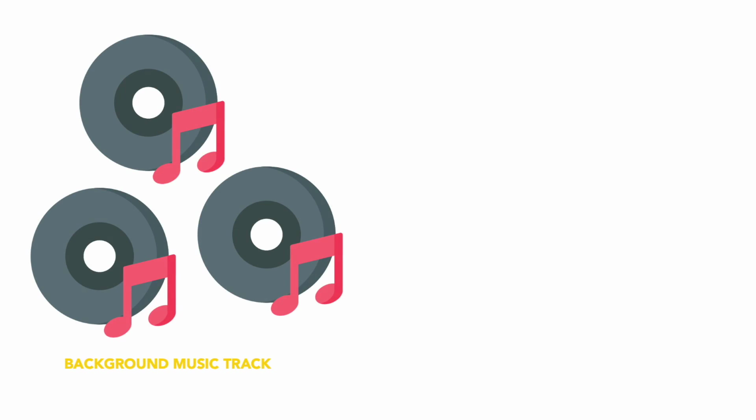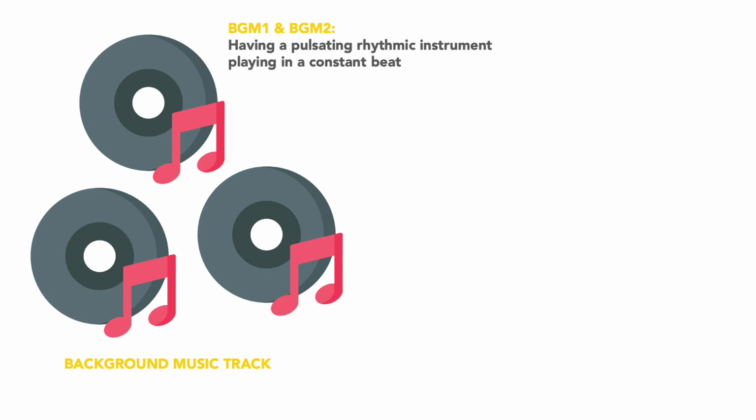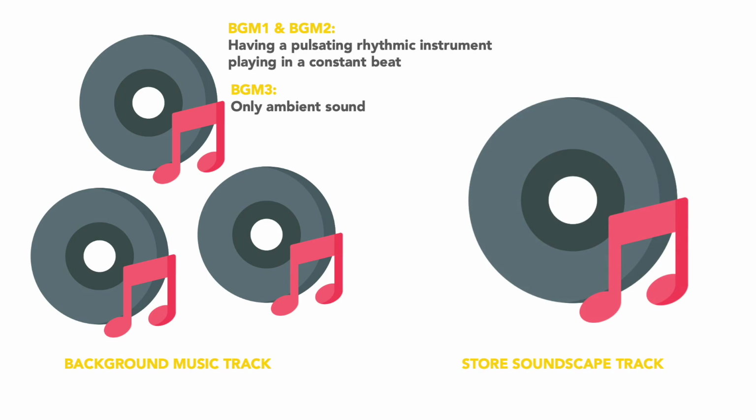Eight participants watch a short first point-of-view video of a clothing store interior, where the person walked around and lifted a jacket and hung it back. They were then given 3 background music tracks. The background music consisted of instrumental electronic pop music usually played in a fashion retail store. Background music 1 and 2 have a pulsating rhythmic instrument playing in a constant beat, and background music 3 consisted of only ambient sound. Additionally, they were also given 1 store soundscape track.